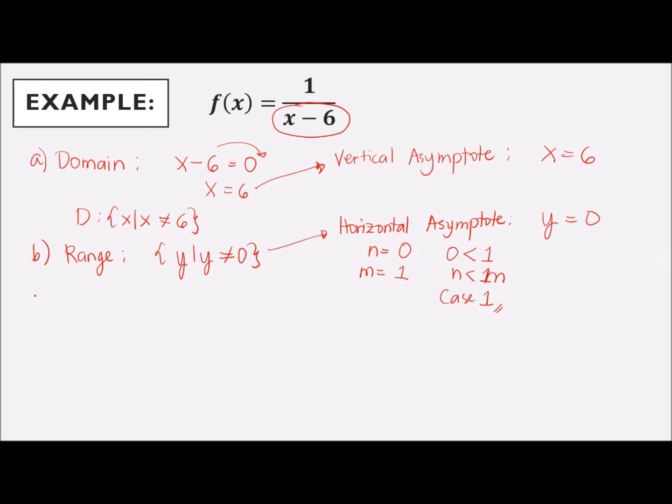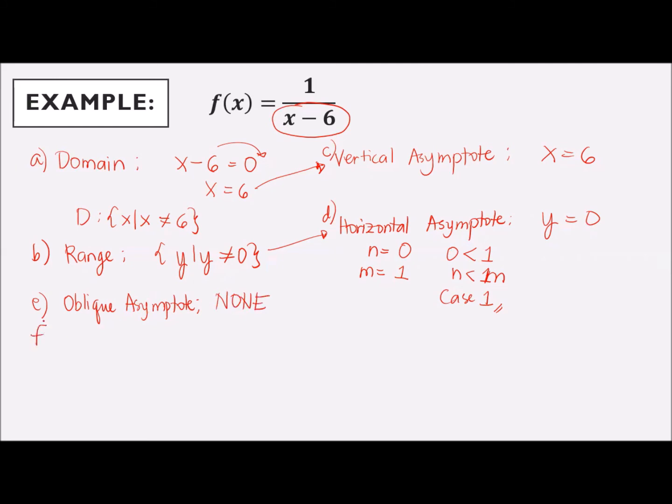So, we're done with the first 4 properties. We will now proceed. So, this is letter C and this one is letter D. We will now proceed on oblique asymptote. So, sa oblique asymptote, katulad ng binabanggit ko, meron tayong horizontal asymptote. Nagkataon lang na nandun siya sa 0. So, it doesn't mean na wala talaga pagdating sa horizontal asymptote. So, meron tayong horizontal asymptote. So, ibig sabihin, wala tayong oblique.